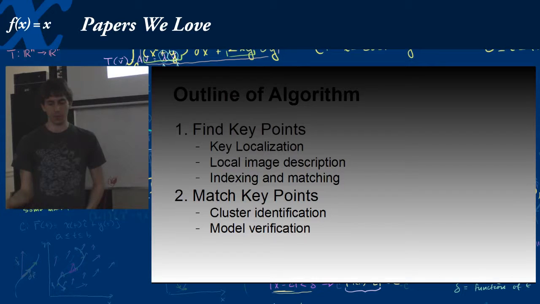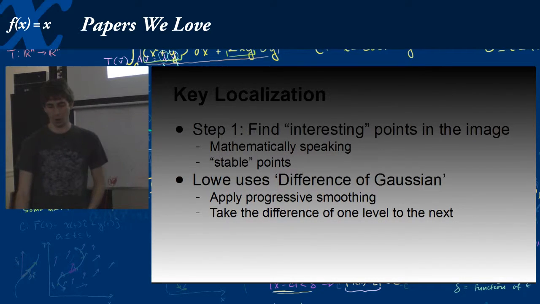And the main point about the second part of this algorithm is that it's really mostly just performance optimizations. You could brute force it once you have the features and it would work decently well, but a big advantage of this method and features in general is that they are so much faster than trying to do things in a naive way. And so you really want to squeeze as much performance as you can out of it. So let's start with step one, key localization.